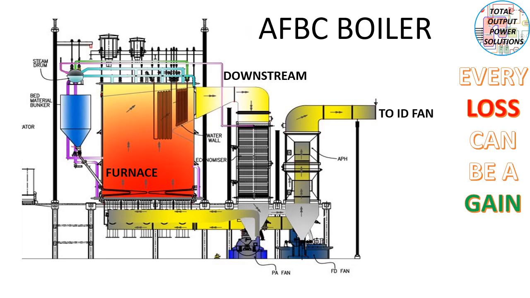This is the schematic of the AFBC boiler. You can see the furnace, where the fuel burns, and the flue gases pass from the furnace to the economizer, and through the economizer they go to the air preheater and then to the ID fan. So the whole path from the furnace to the ID fan is downstream of the furnace.